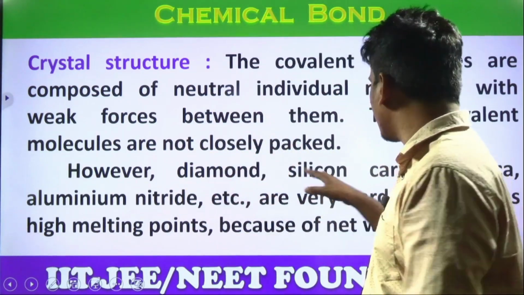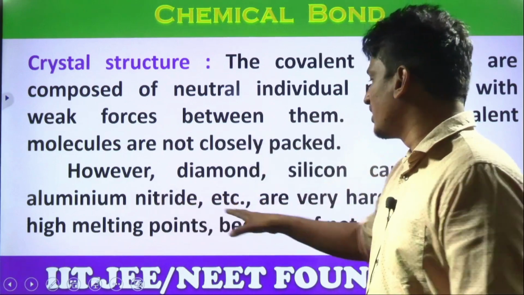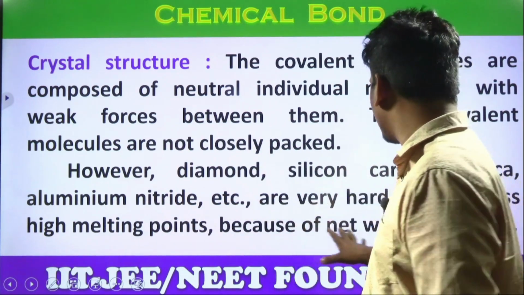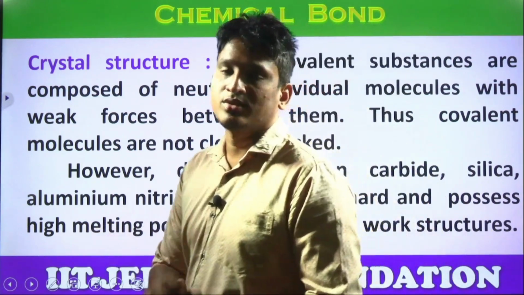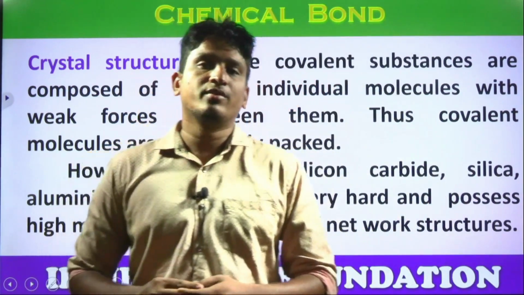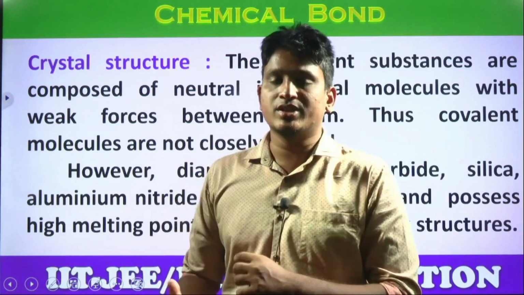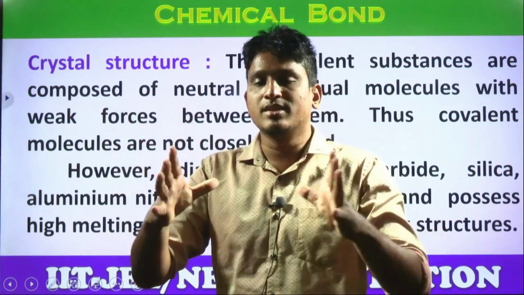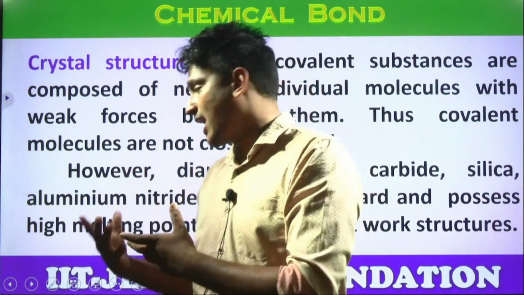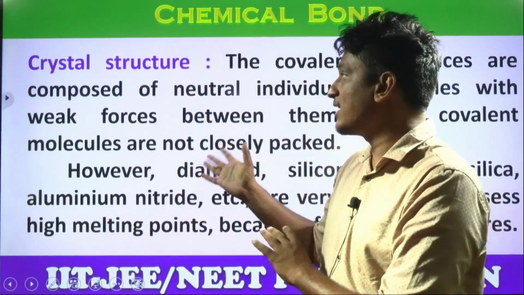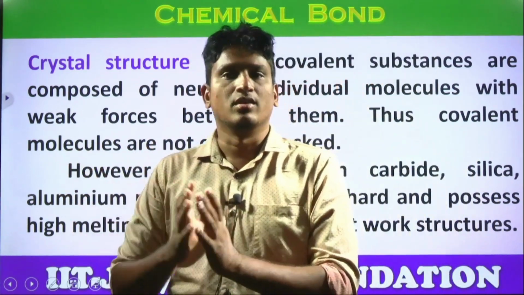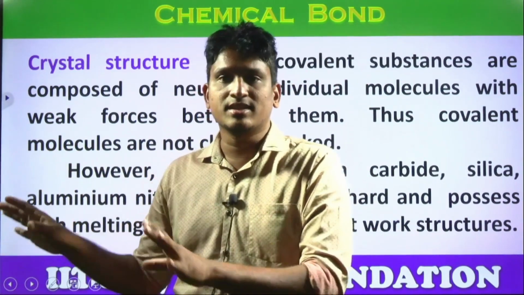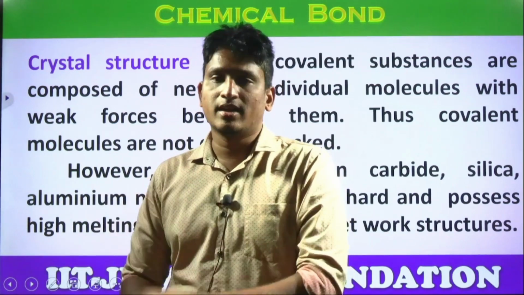But however, diamond, silicon carbide, silica, aluminum nitride, etc. are very hard and possess high melting and boiling points because of the network structures. So there are some exceptions. There are some covalent molecules which have high ionic nature, as well as some covalent molecules with perfect alignment of carbons, expected to have high melting and boiling points as well as perfect crystal structure also. But in general they don't have perfect crystal structure, students, and they have considerably low melting and boiling points.